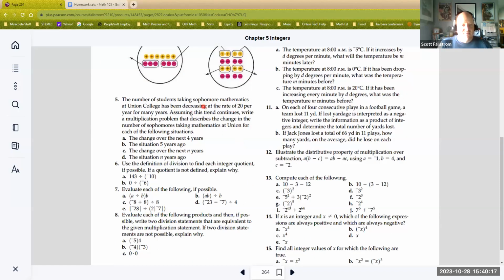Let's see here. The number of students has been decreasing at the rate of 20 students, so it's going down by 20 students per year.